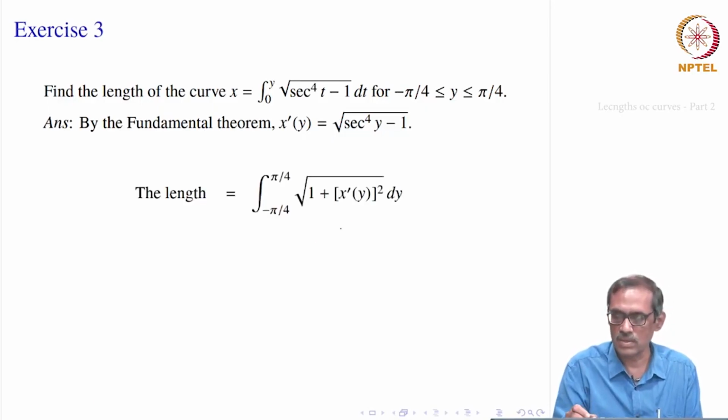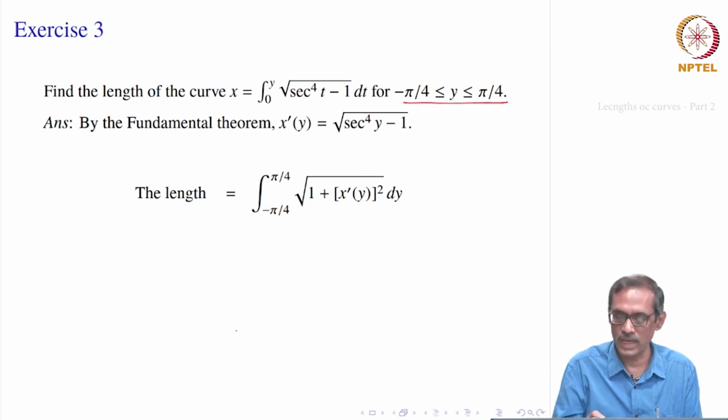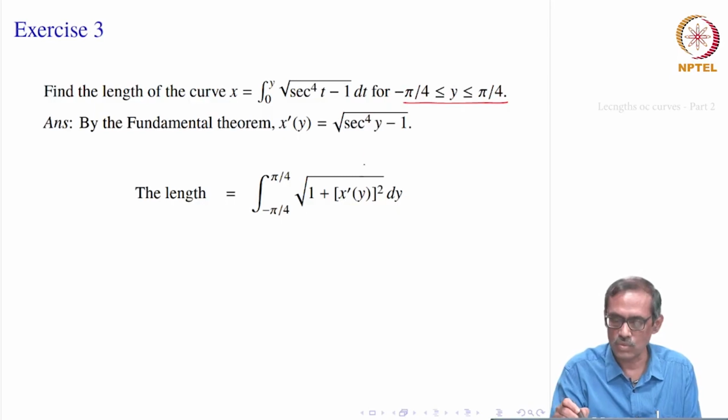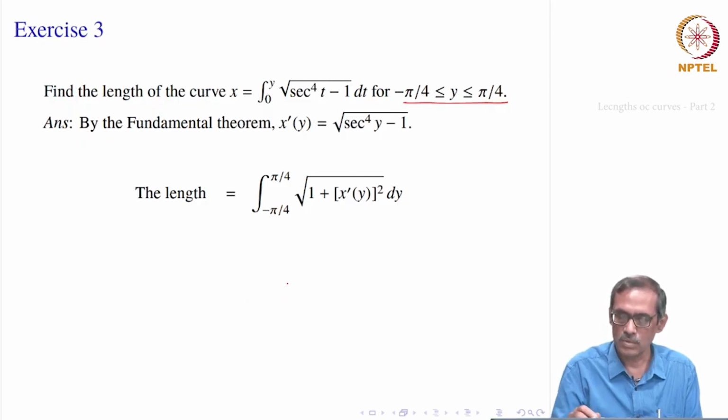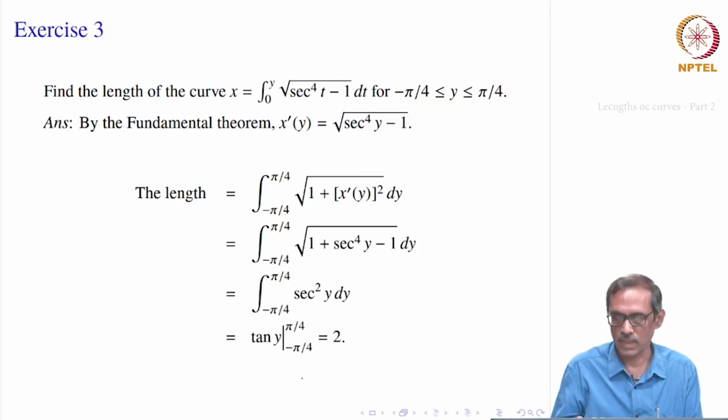Then we go for the length. So, length will be minus pi by 4 to pi by 4, that is the limit for y, and the integrand is square root of 1 plus x prime y squared. So, now we know x prime y, which is square root of secant 4th y minus 1, but it is squared. So, it will give secant 4th y minus 1 and 1 is there. So, they cancel, we get square root of secant 4th y, which is secant squared y, right. So, that makes it simpler for us.